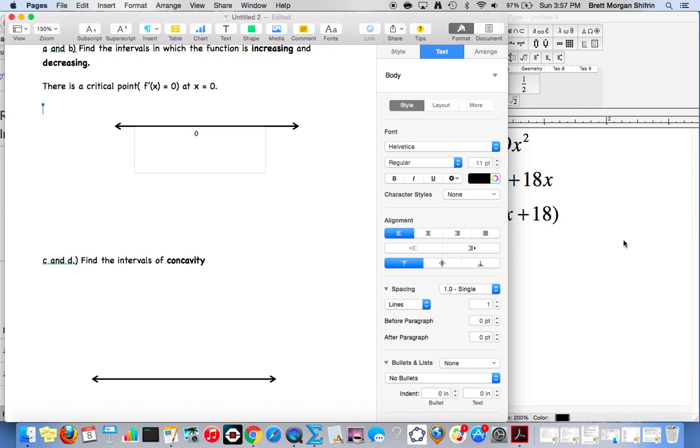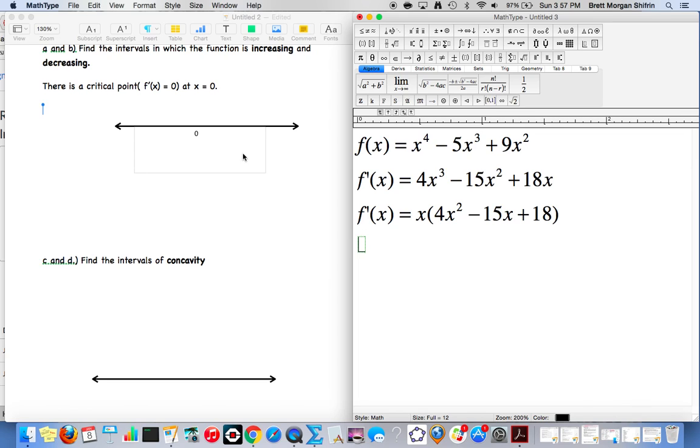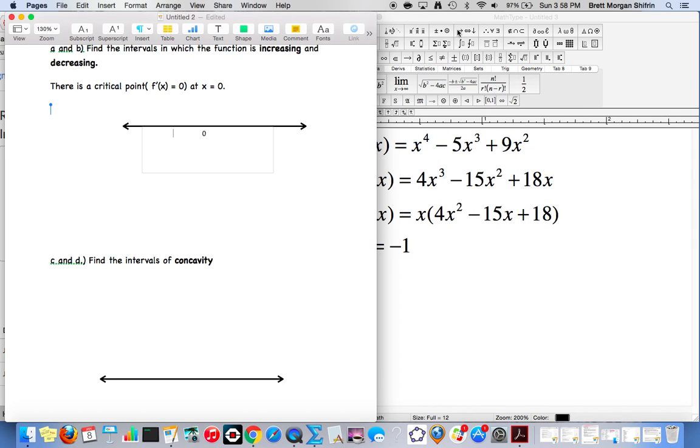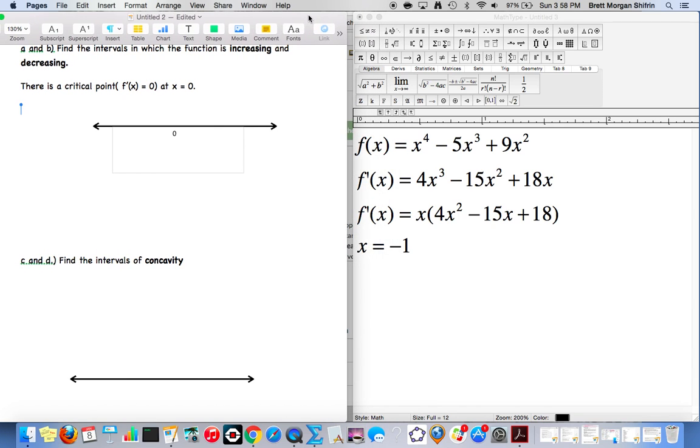So what I can do is look at my function over here, and if I pick a number like x equals -1, and I throw it in here and evaluate it, I evaluate this function at x equals -1 because it's on the left of 0. And if I put a -1 in here, we know that's negative. And if I put a -1 in here, we got 4 plus 15 plus 18. So I know that's positive. I don't really care what the value is. I know it's positive. So I know that this whole side is negative.